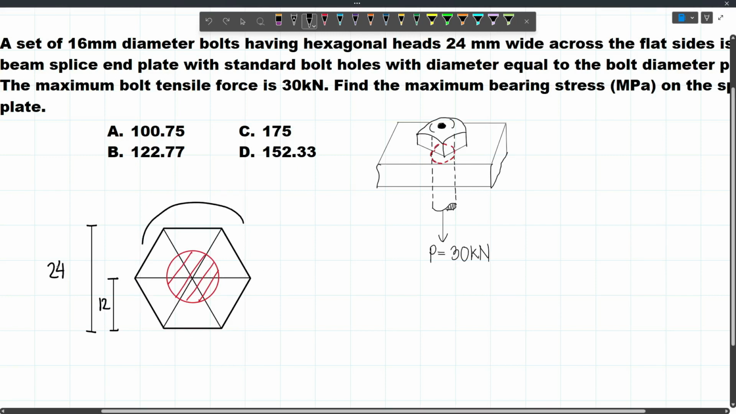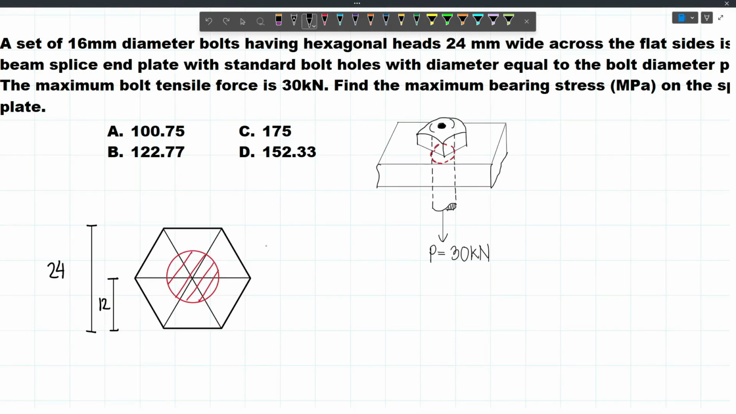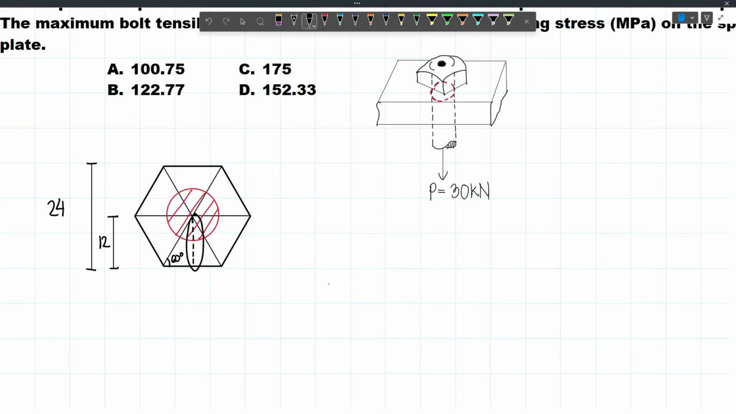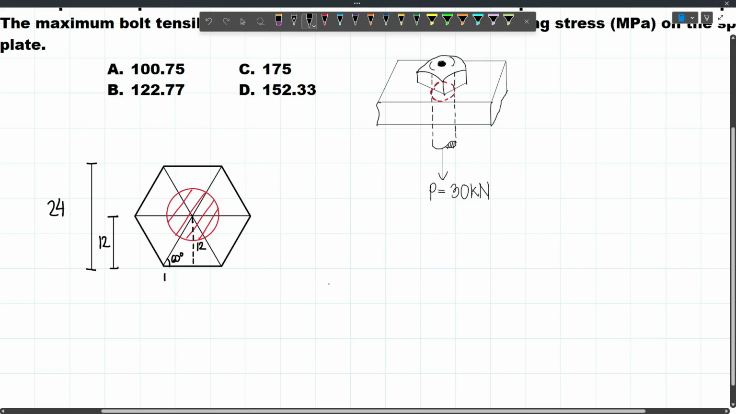Now, in order to solve for the area of the hexagon, let's just reduce the problem into the area of one triangle multiplied by 6. Because meron tayong 6 triangles. And so now, let's try to compute for the area of one triangle. Now, let's project a line dito. These are all equilateral triangles. And so, this angle will be 60 degrees. And then, this distance is equal to 12. And so, let's label this as x.